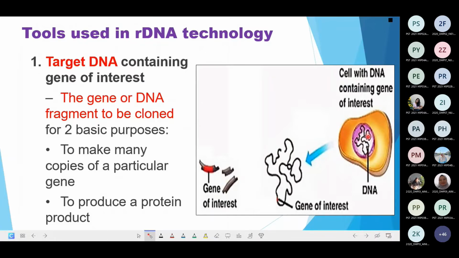but we are interested in only one particular gene. So this whole DNA molecule can be considered the target DNA, because it contains our specific gene of interest. Like this, this is the long DNA molecule, and this is the gene of interest for us to study. So that is the target DNA, and usually we use this target DNA in order to make many copies of our gene of interest, or maybe to produce a particular type of protein.